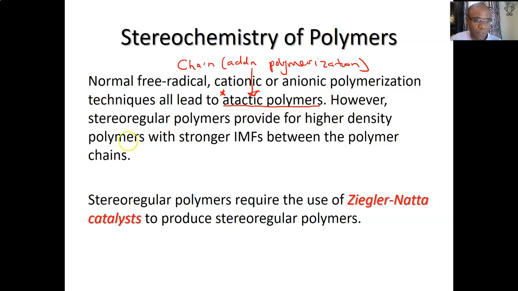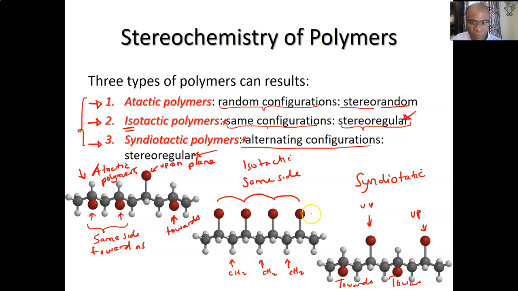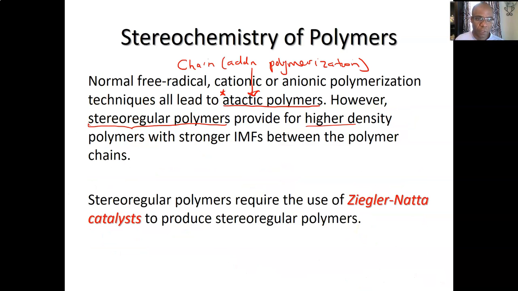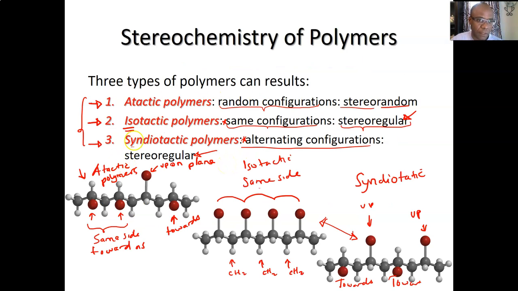So the stereoregular polymers, which are isotactic and syndiotactic, provide high density polymers with strong IMFs between the polymers. Why? Because there is a predictable pattern for these two. And so you will expect if there is any hydrogen bonding, it's going to be very strong, because the structure is regular. So the intermolecular forces will be stronger in isotactic and syndiotactic, because bringing two of these together, you have more chances of association.